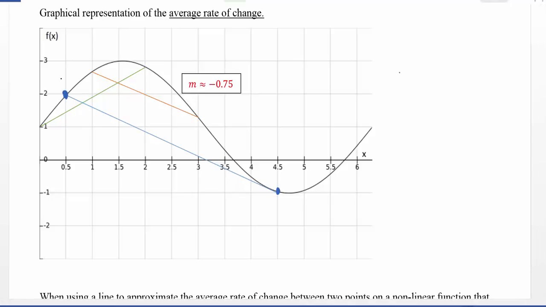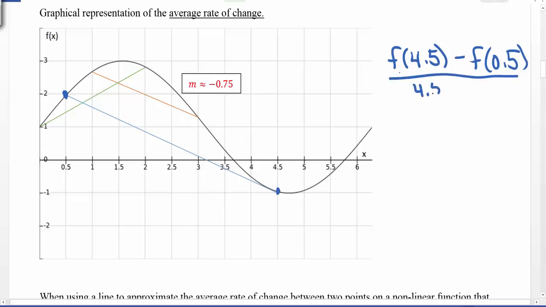So if we're looking for the average rate of change, we need to do f of b minus f of a over b minus a. Because order only matters when connecting to the y value, I always use b for bigger. So my b value is always the bigger of the two x values. So I'm going to pick my b to be 4.5. So my formula is going to be f of 4.5 minus f of 0.5 divided by 4.5 minus 0.5.